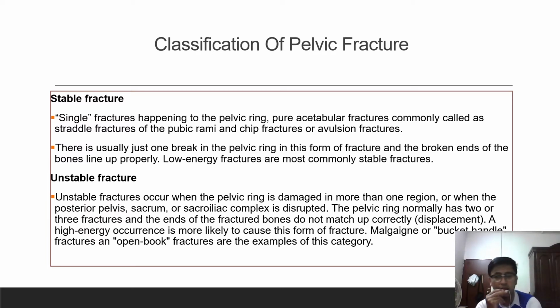Unstable fracture. Unstable fracture occurs when the pelvic ring is damaged in more than one region, or when the posterior pelvis, sacrum or sacroiliac complex is disturbed. The pelvic ring normally has two or three fractures, and the ends of the fractured bones do not match up correctly, or displacement. A high energy occurrence is more likely to cause this form of fracture. Malgaigne or bucket handle fracture and open book fracture are examples of this category.